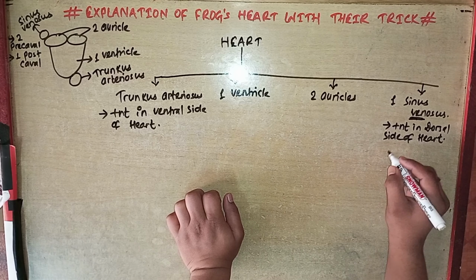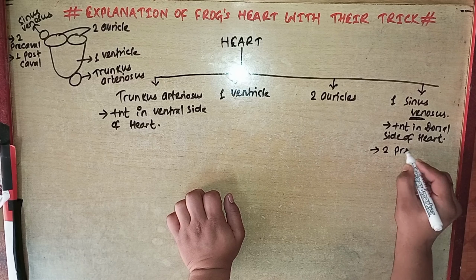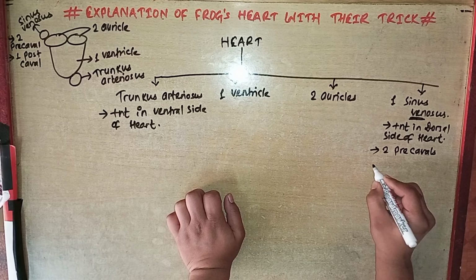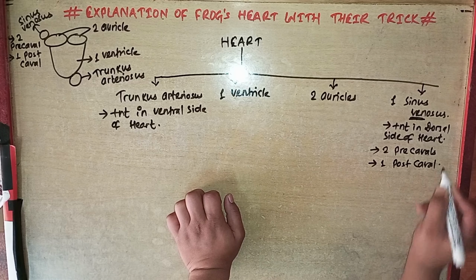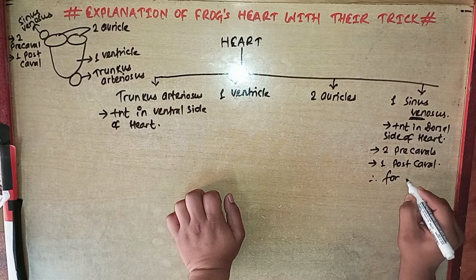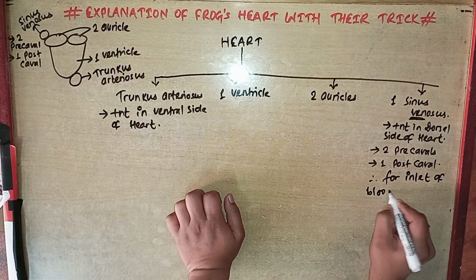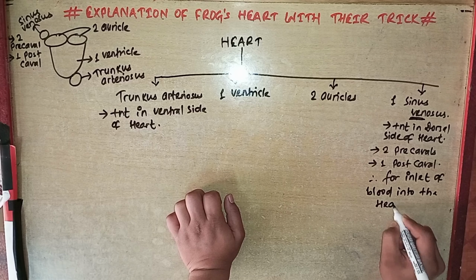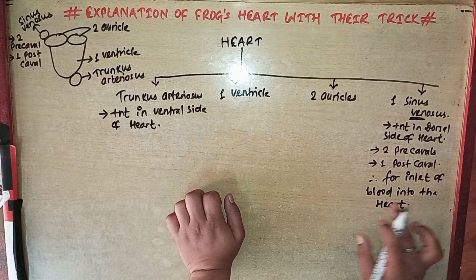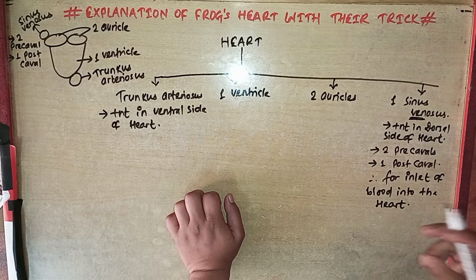Sinus venosus contains two precavals and one postcaval, four inlets of blood into the heart. This is the function of sinus venosus: inlet of blood into the heart, that is, it brings blood from different parts of the body to the heart.